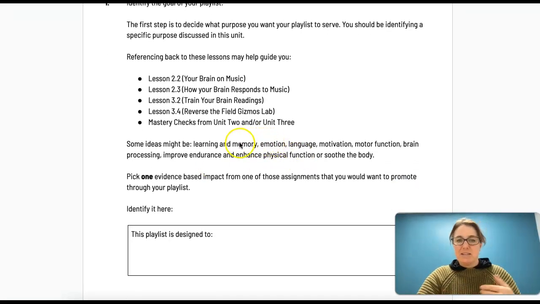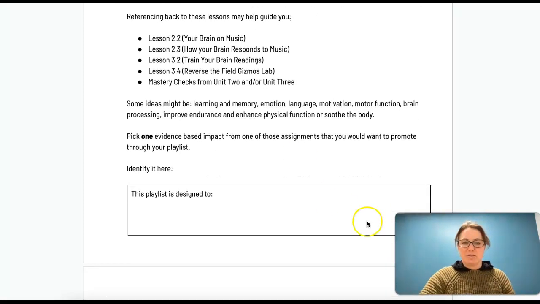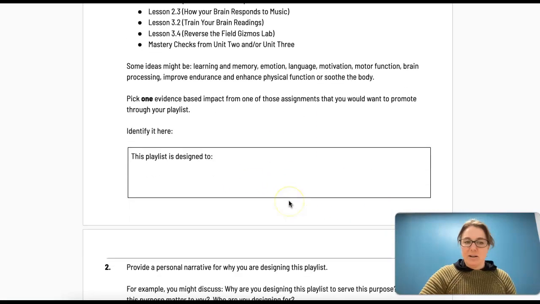So you might have an idea of like, I want to design a playlist that helps with learning and memory, or emotion control, or language, motivation, motor function. I listed some other ones here. So make sure you're actually picking something that you learned about in this unit that you're going to design your playlist for, and then just state it right here.